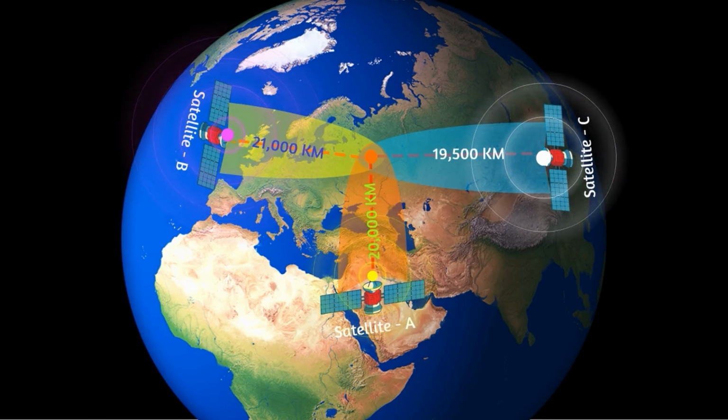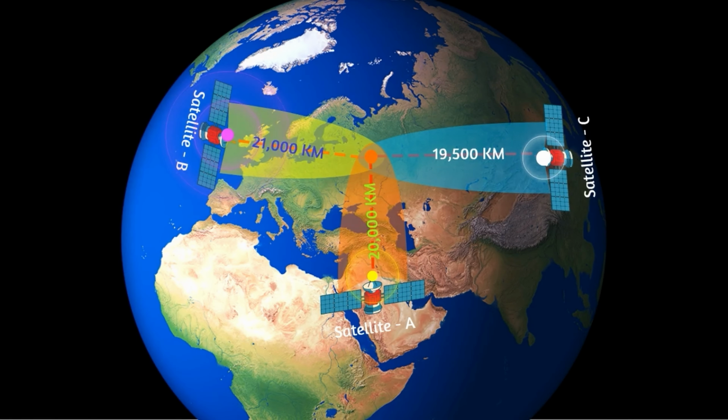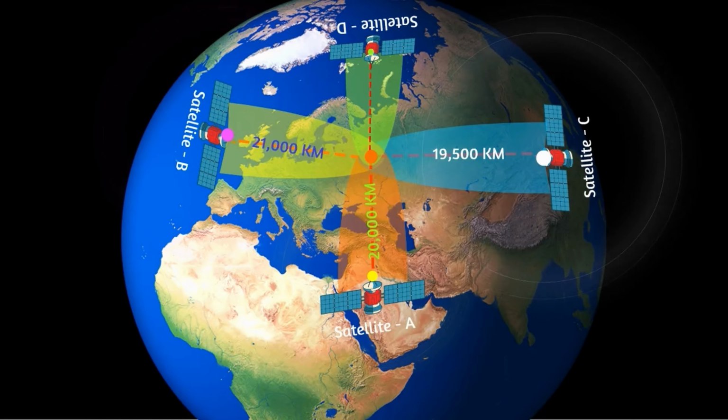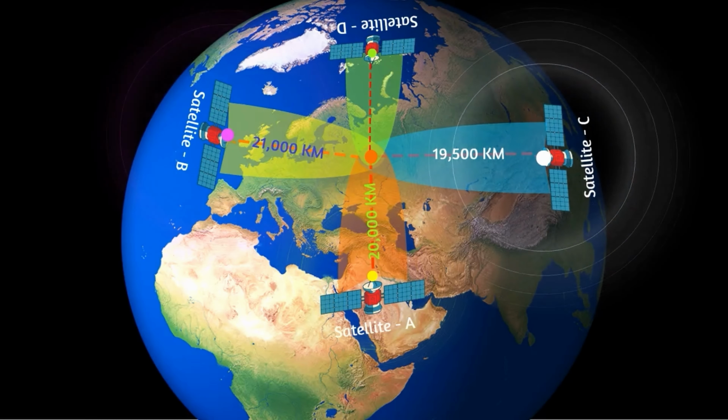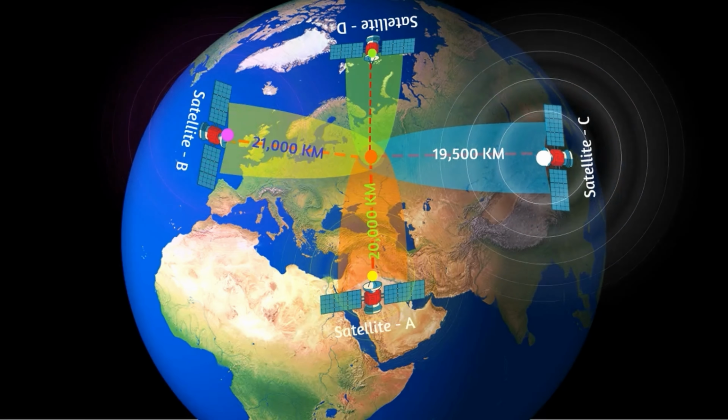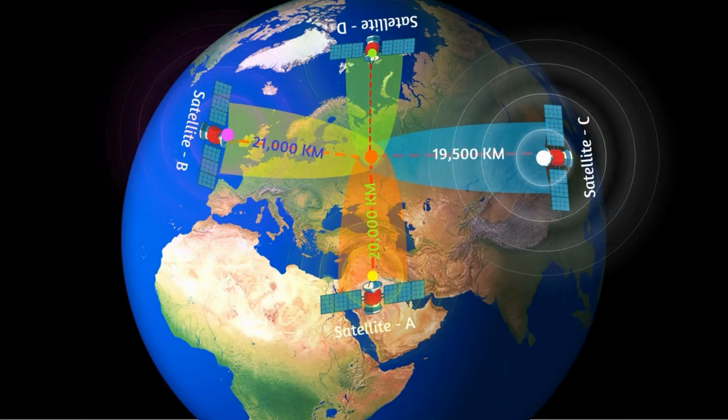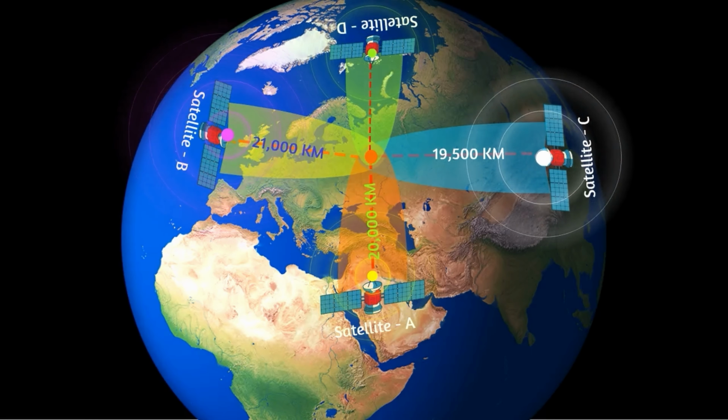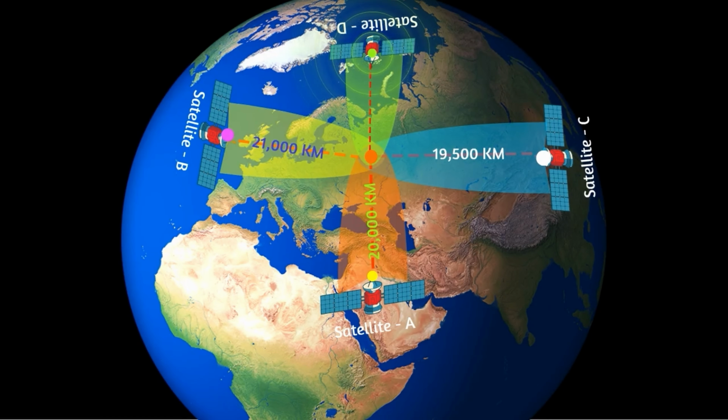But wait, if 3 satellites give us a location, why do we need a 4th one? Why do we use 4 satellites? The 4th satellite helps correct errors caused by atmospheric interference and clock inaccuracies. This improves accuracy from a few meters to centimeters depending on the GPS type. Now let us see the types of GPS used in surveying. Now that we understand how GPS works, let's explore the different types used in surveying.